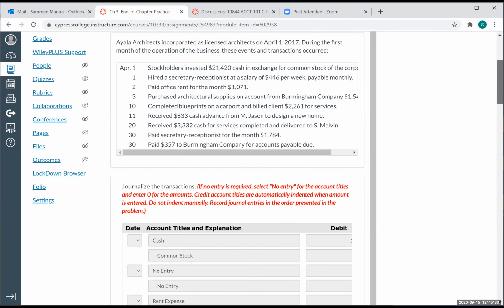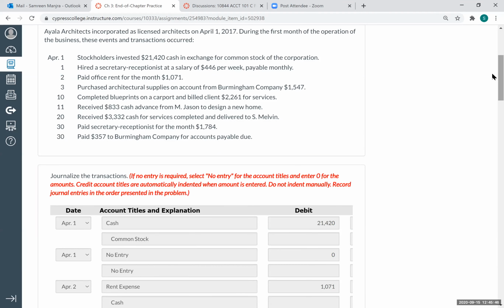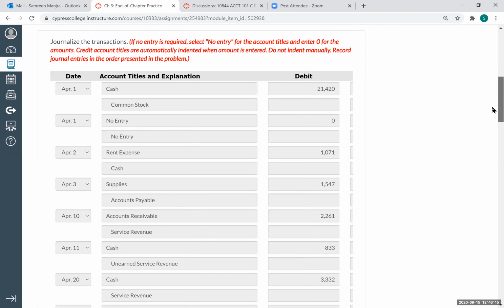So in question number 6, we are given some data. This is Ayala Architects, incorporated as licensed architects on April 1st, 2017. During the first month of operations, the following events and transactions occurred. So we're given a lot of different events that have occurred in the month of April. And in this problem, we need to journalize the transactions using the proper journal entry format.